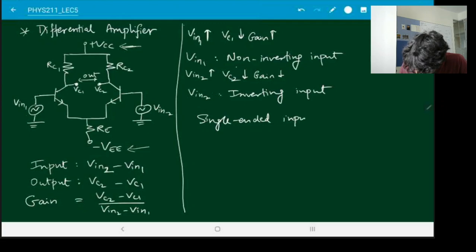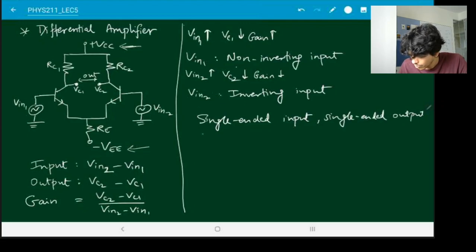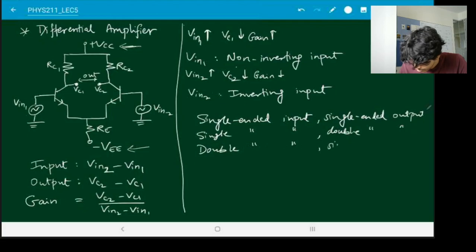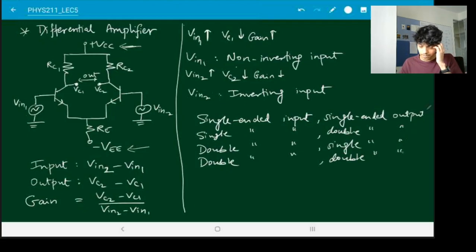You can have single-ended input, single-ended output, or you can have single-ended input, double-ended output, or you can have double-ended input, single-ended output, or you can have double-ended input, double-ended output. So this most general form that we have, this is a double-ended input, double-ended output.